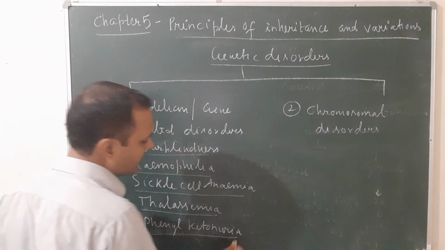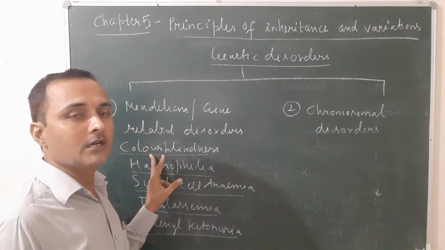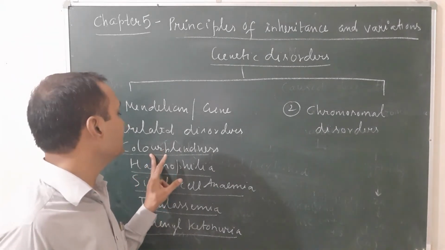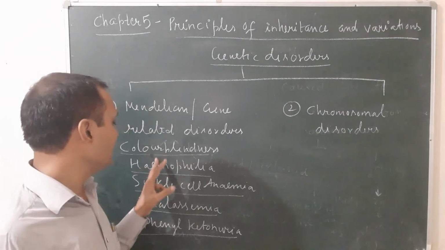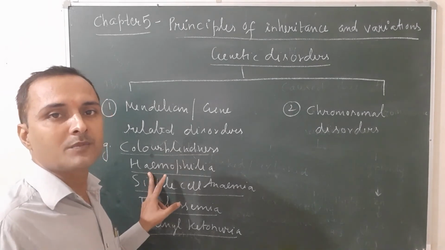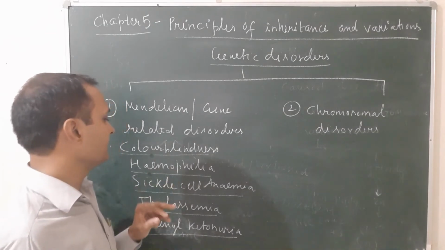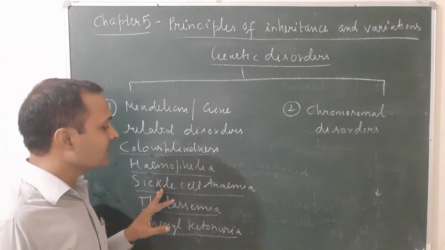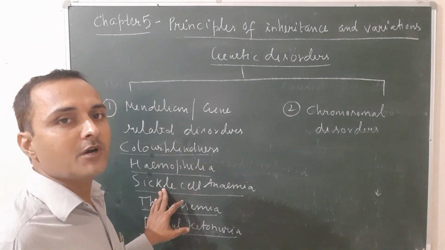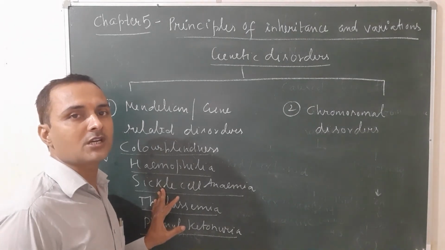In color blindness, due to mutation of a gene, the person is unable to differentiate between the red and green color. In hemophilia there is excessive loss of blood due to lack of the protein or factor that is responsible for coagulation of blood. In case of sickle cell anemia, due to mutation of a gene, the shape of the RBC becomes sickle shaped, and there is a problem in the circulation of blood.